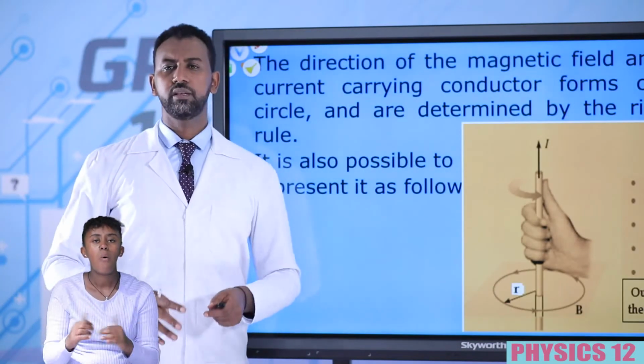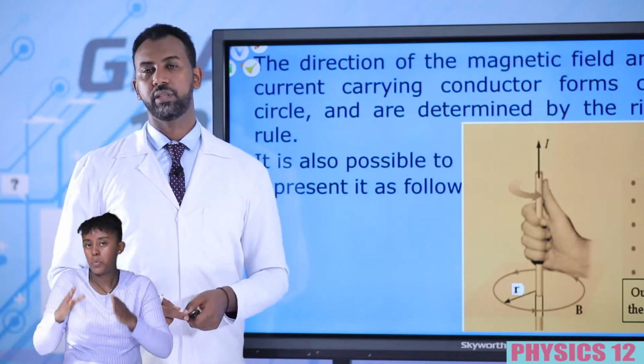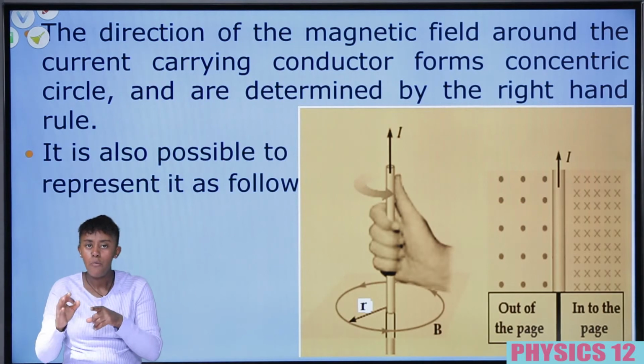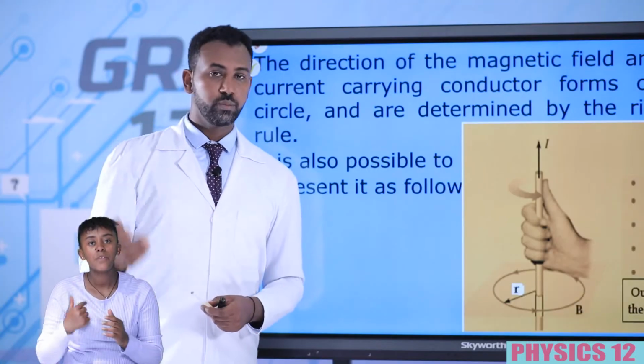Now, how do we determine the direction? We have already determined the magnitude. How do we determine the direction of the magnetic field? To determine the direction of the magnetic field, we have many right-hand rules.